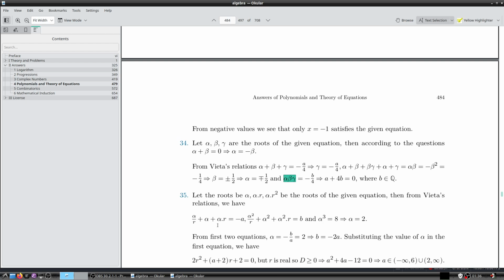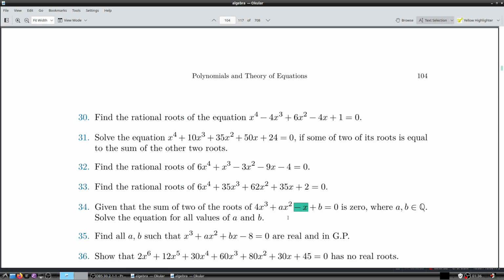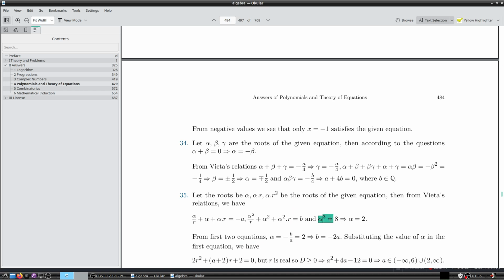So from Vieta's relationship, we will have the sum of roots equal to minus a. The product of two roots taken at a time would be b, and the product of all three roots would be 8, because this equation, minus into minus 8 by 1, so that would be 8. So from this equation, we figure out alpha is 2. Once alpha is 2, from these two equations, we see that alpha is minus b by a, that is 2. So b is equal to minus 2a.